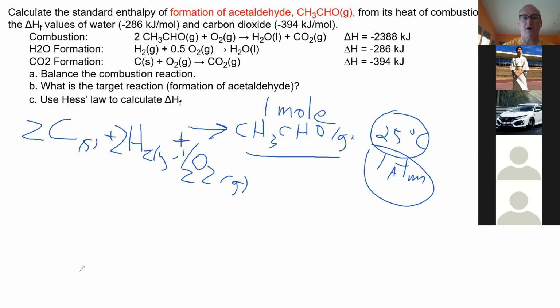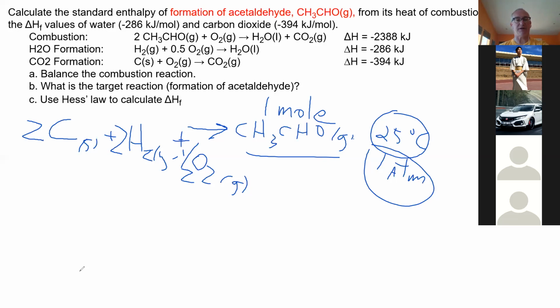So this is our target reaction: 2C plus 2H2 plus 1/2 O2 makes CH3CHO. That is what we're going for. We need to balance the rest of these reactions to get that, okay?